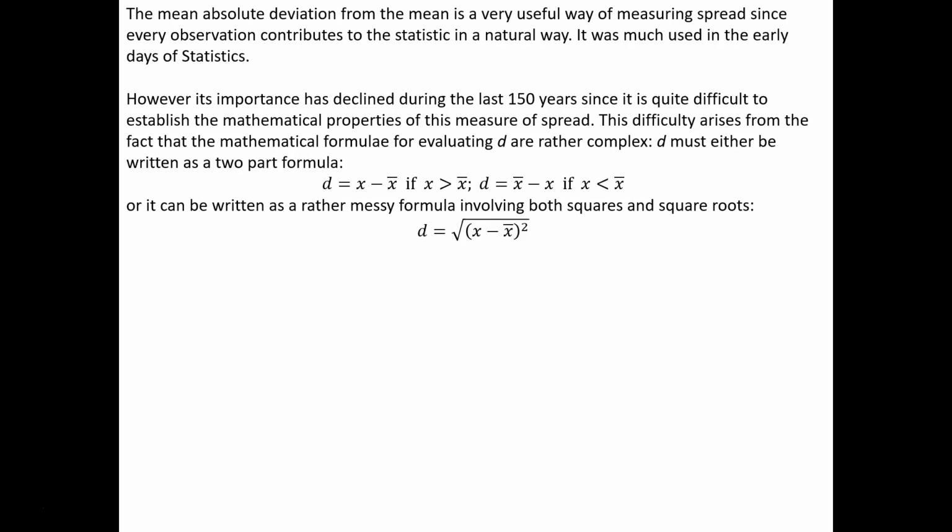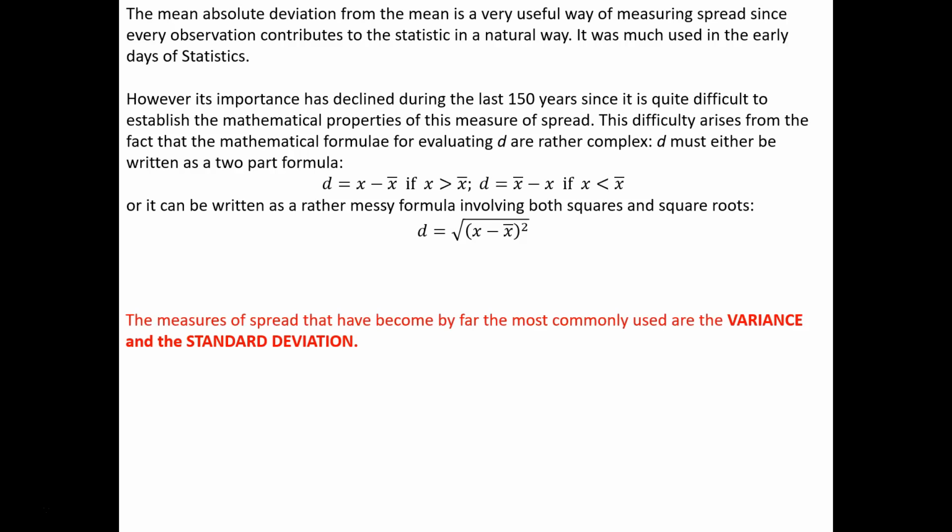We can either write it as a two-part formula, d equals x minus x bar if x is bigger than the mean, but it equals x bar minus x if x is less than x bar, or it can be written as a rather messy formula involving both squares and square roots, that d is the square root of (x minus x bar) squared.